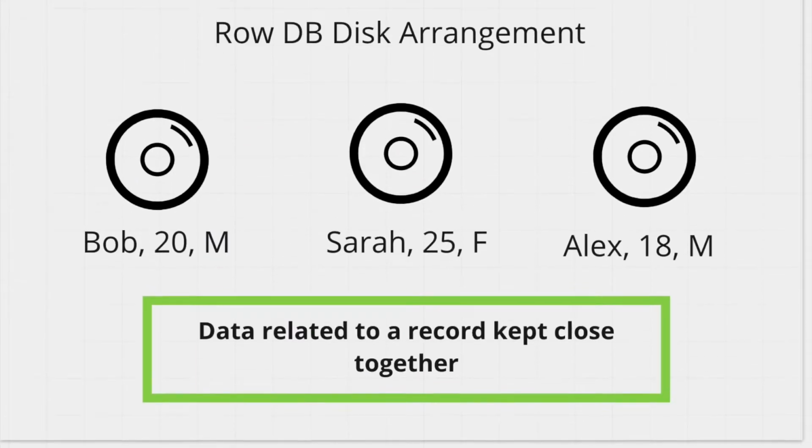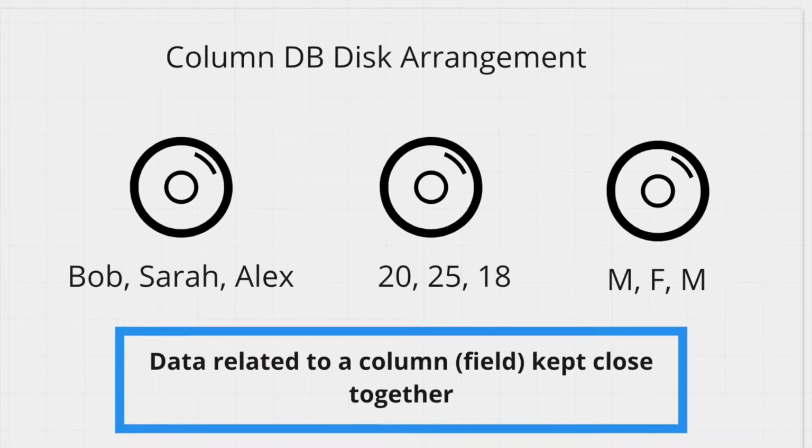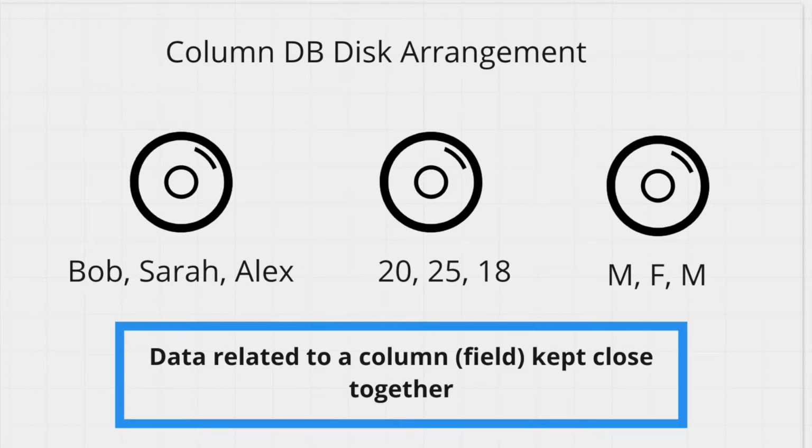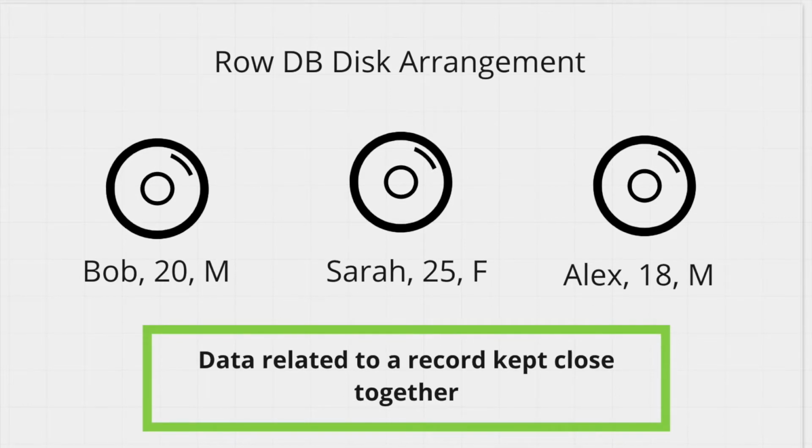Whereas in the row database, if you wanted only a particular column, you would still need to look at all three of the disks. And here in the column one, if you want to look at a column, you just look at that one disk. So the takeaway from this is that in a column-oriented database, data belonging to the same column is very close together on disk. Whereas in a row-oriented database, data related to a row is very close to each other.